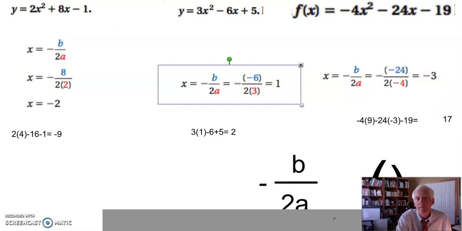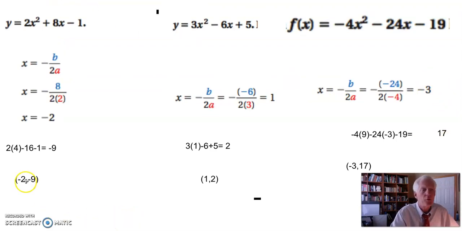I'm going to pause one second. Okay, I paused for a second. I should have had these ordered pairs written in for you. The ordered pair here is what we want, the vertex. The axis of symmetry is negative 2, which is the x value. You plug it in for the y value of negative 9. Over here, plug in and 1 and 2 is my vertex.